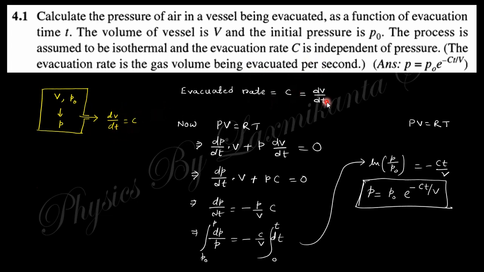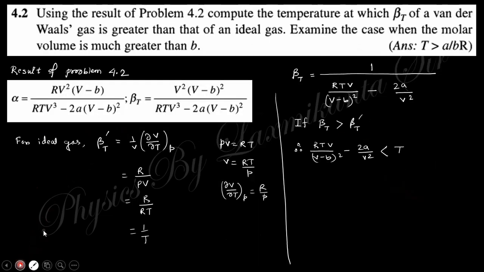And you know PV equals RT for an ideal gas. If you differentiate with respect to time, dP/dt times V plus P dV/dt equals 0, because temperature is constant, right? So dV/dt is nothing but C. Rearranging and integrating, at t equals 0 the pressure is P naught, and at t equals t the pressure is P. So you will find this relation: P equals P naught exponential of minus Ct by V. Clear? Go to the next one.